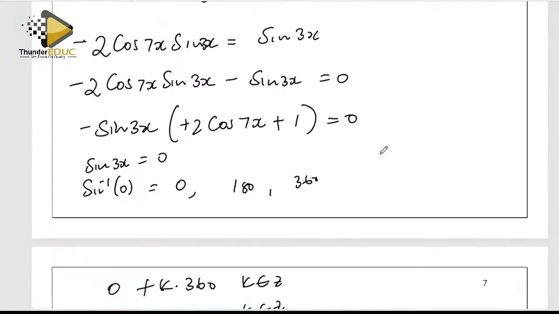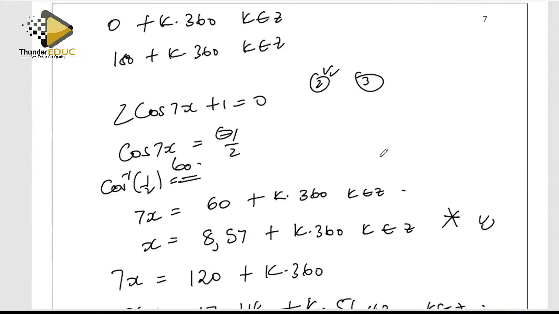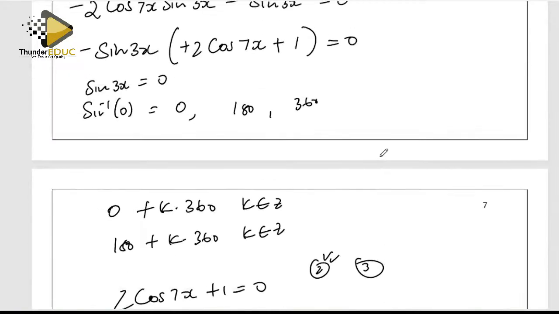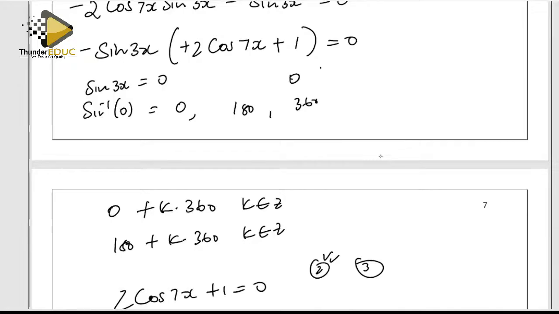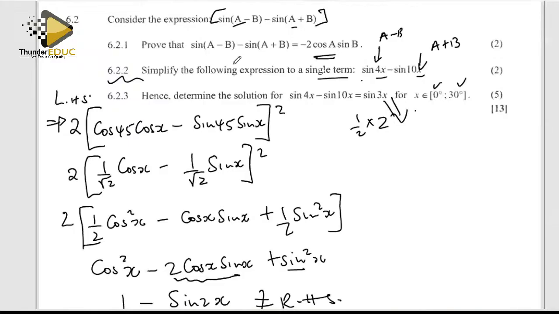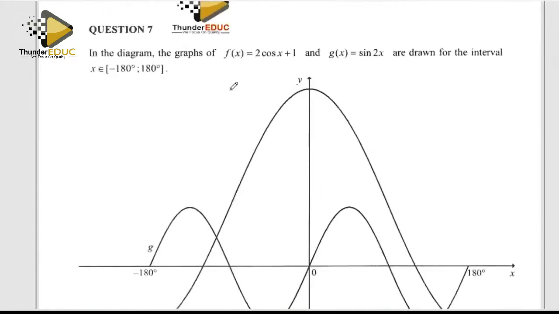Okay, so we have that 17.14, but we can also include the 0 one that we had here, because these equations were giving us 0 plus k. So if k is 0, which means 0 will be a solution. So the best solutions will be 0 and then 17.14. All right, so we move on to question number 7.